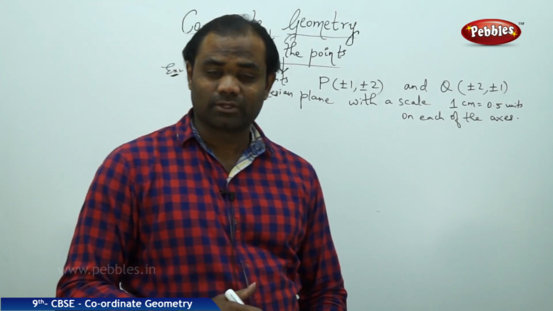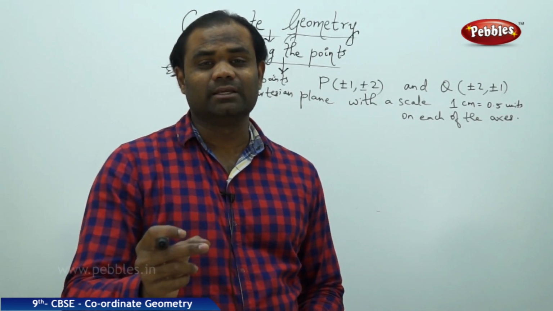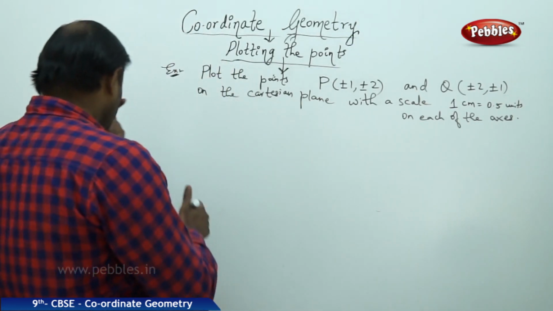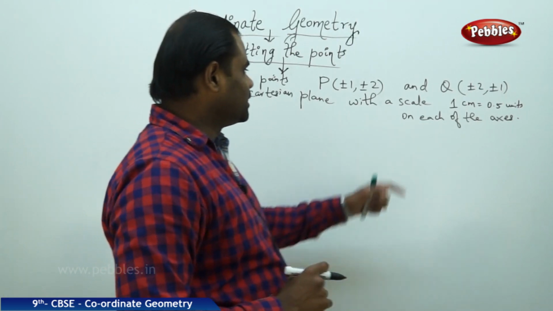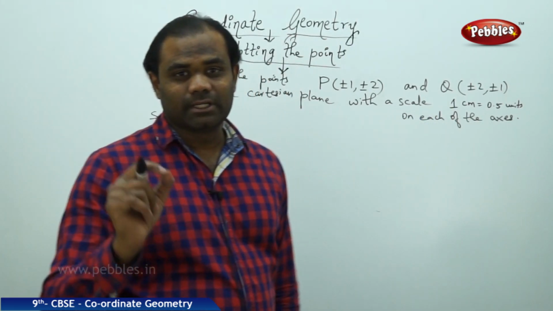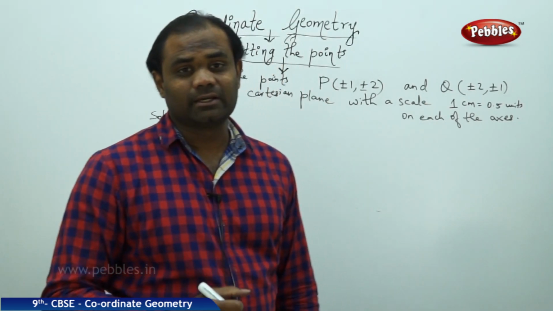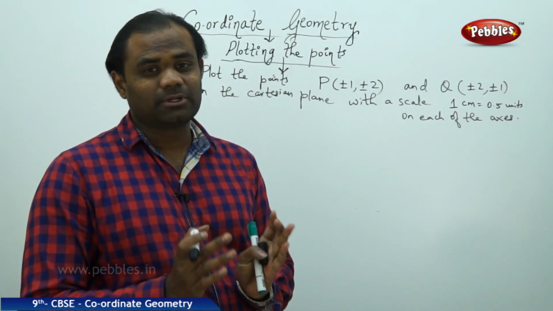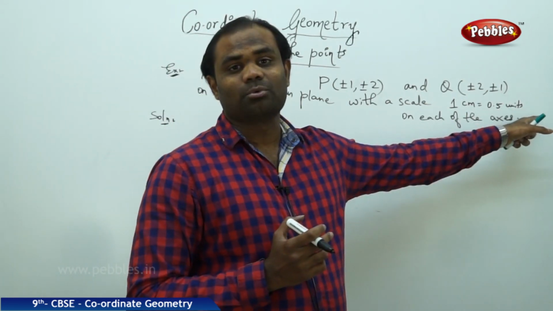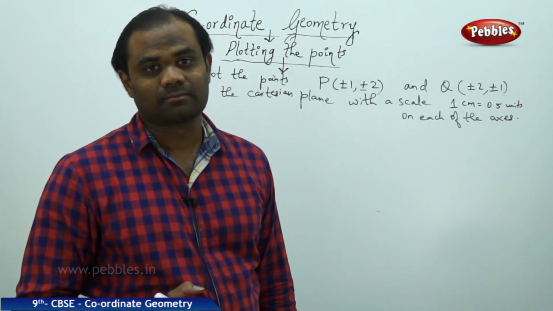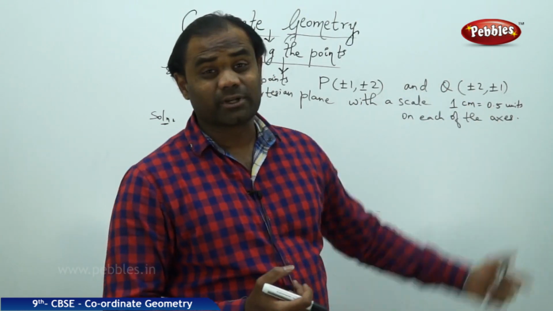So let's see how we can do this problem through the scaling concept and locating the points exactly on the graph sheet. Now that it's given clearly with the scale that 1 centimeter is 0.5 units on both x and y axis, we take 1 centimeter of the grid to be subdivided with each unit being a 0.5 unit difference. So let's see how we can make the scale before we locate the points P and Q.